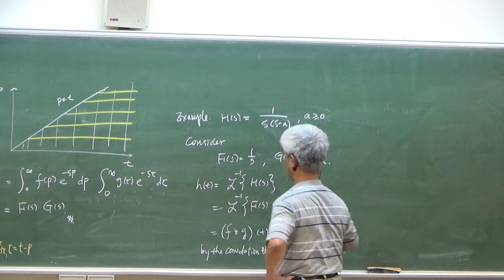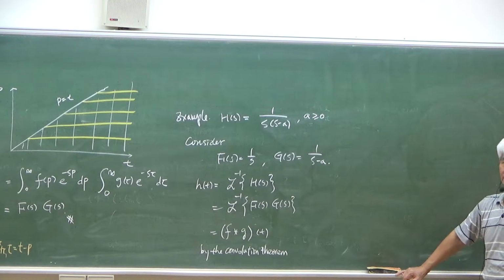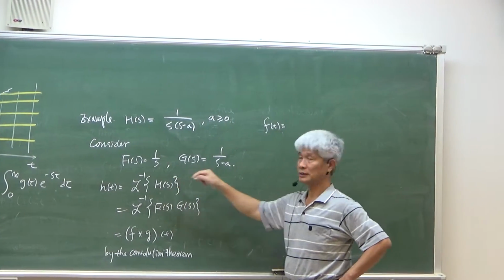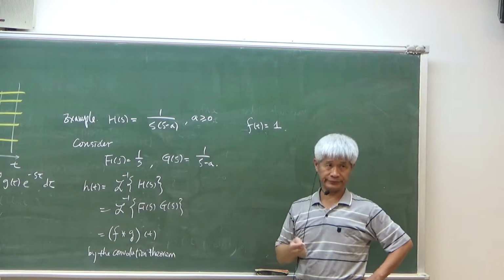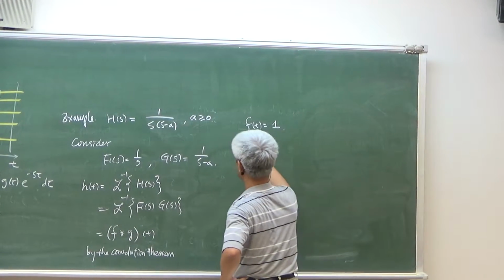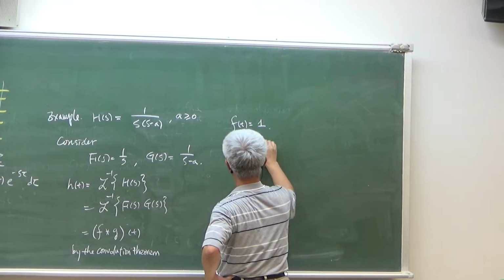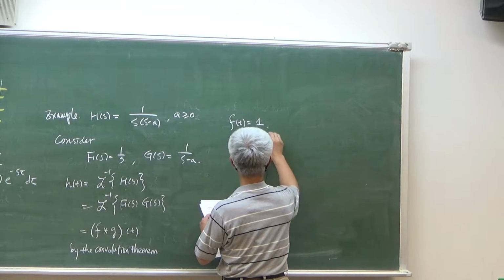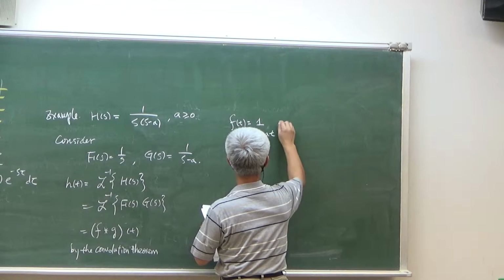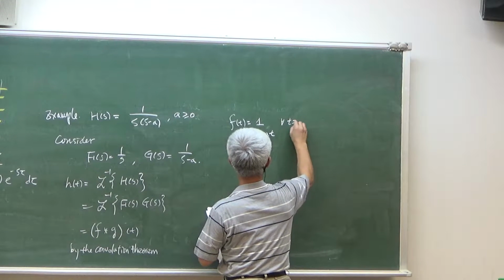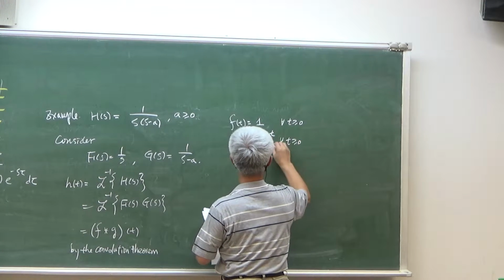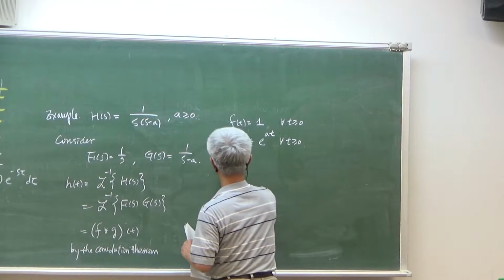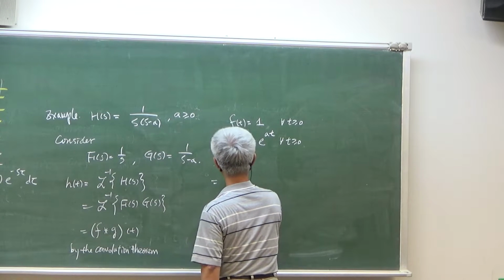So by the convolution theorem, we know that, here, the inverse transform of 1 over x, f of t, is a constant. And g of t is the exponential function e to the at. So we have f convolved with g here, and h of t is the convolution.